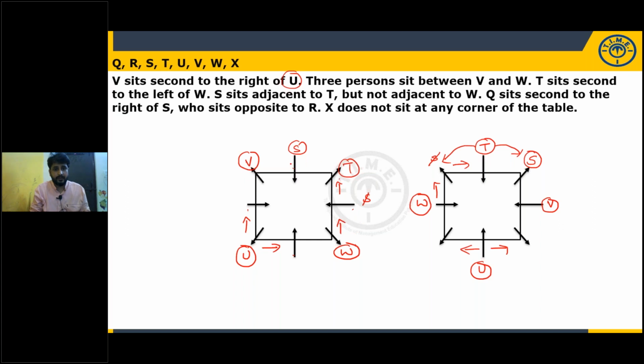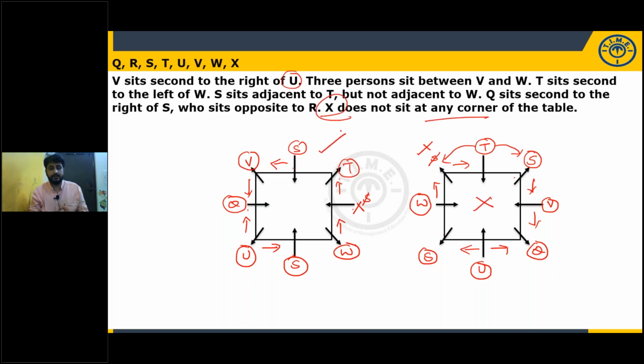Q is second right of S. Facing center, this side will be the right side, so Q will be here. And if S is away from the center, this side will be the right side, so Q will be here. And S is opposite R. So S will be opposite R. Remaining X will be here, and in this case X will be here. But it is mentioned X does not sit at any corner. This case will be ruled out. This will be the final arrangement.